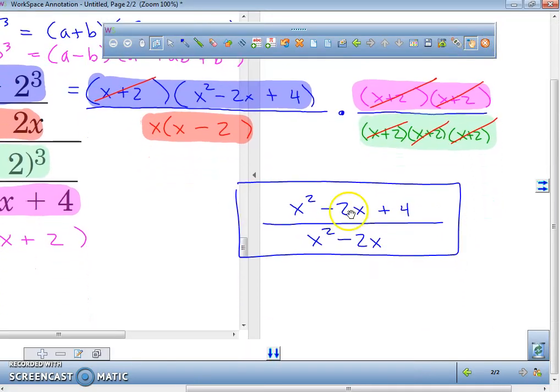So this right here would probably be an answer you would see on a multiple choice test. You have to know how to factor. You have to know how to cancel out factors in the numerator that are the exact same factors in the denominator to simplify these rational expressions.